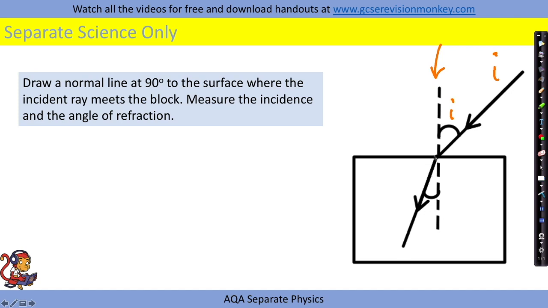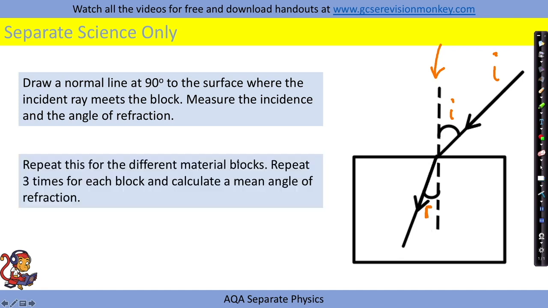So this is the refracted ray going through, so this is our angle of refraction. We then repeat this for the different material blocks and repeat it 3 times for each block and calculate a mean angle of refraction. So for this practical, our independent variable is going to be the different material blocks that we're using. Our dependent variable is the angle of refraction. And for this practical, we're going to want to keep our angle of incidence the same. So this is going to be a control variable.